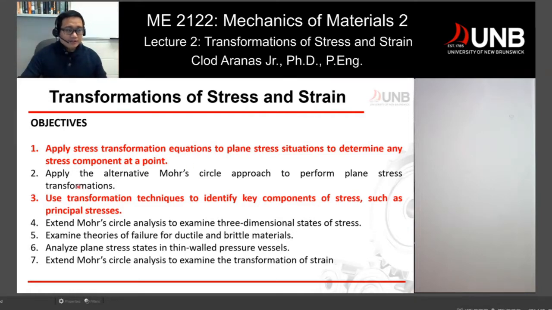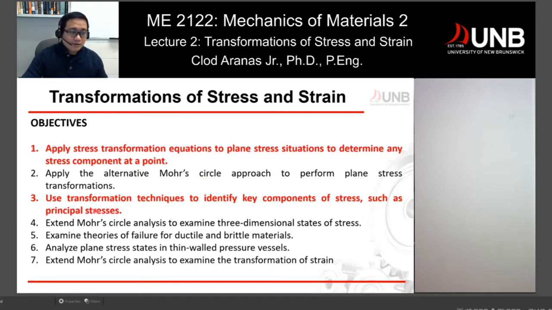Now, the second one is to apply the alternative Mohr circle approach to perform plane stress transformation. Take note, 1 and 2 both refer to 2-dimensional analysis, so it's just a plane stress situation. The first one is using equations. The second one right here is using Mohr circle, which I assume you were introduced to.